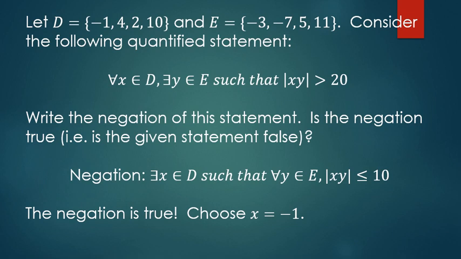If you choose x to be -1, once again, take x as -1, pick any y value in your set E, multiply it by that -1, and take the absolute value of it, you are going to get either +3, +7, +5, or +11, all of those being less than or equal to 20, obviously. So the negation is true, which obviously then means the given statement is false.